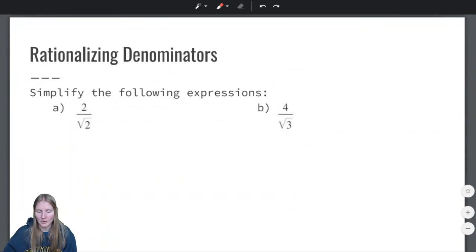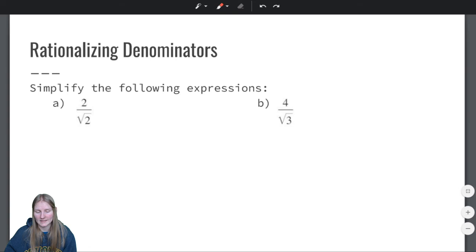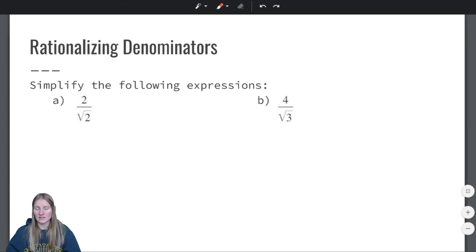The second part of this video is rationalizing denominators. Rationalizing denominators, in my opinion, is a little simpler than simplifying radicals. And I only know of one method. So we're just going to do these 2 problems. There's not method 1 and method 2. So, in order to rationalize the denominator, that means we don't want a square root in the denominator.